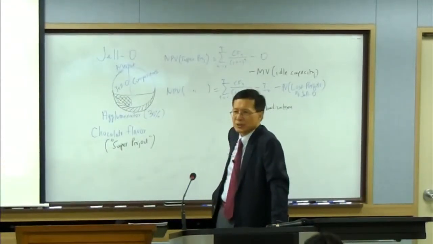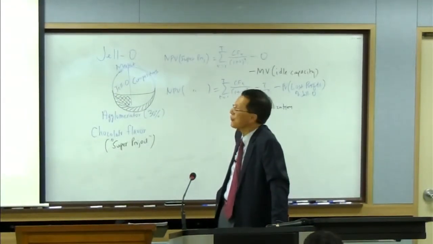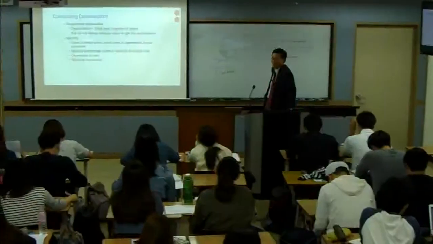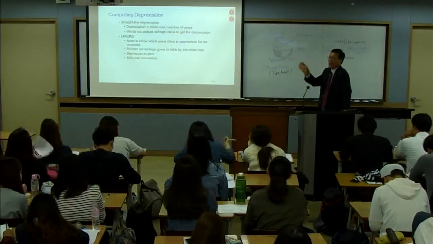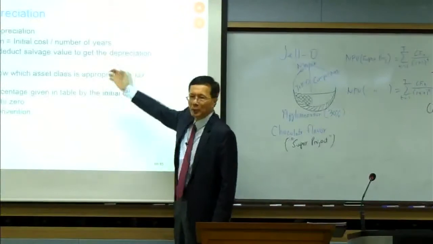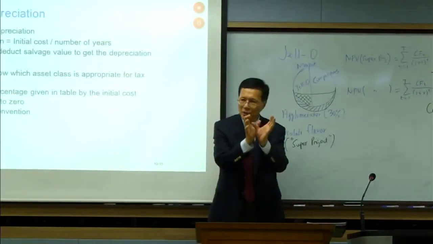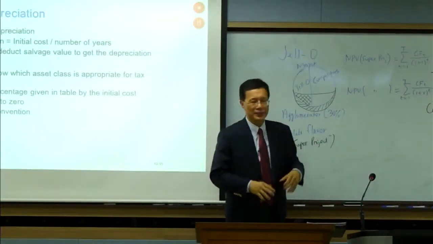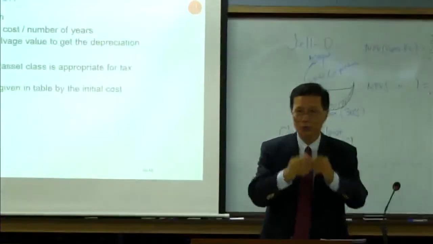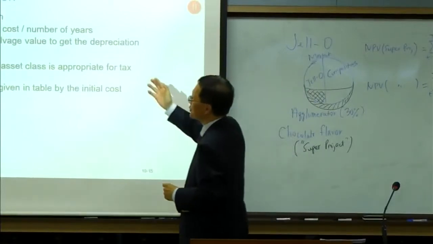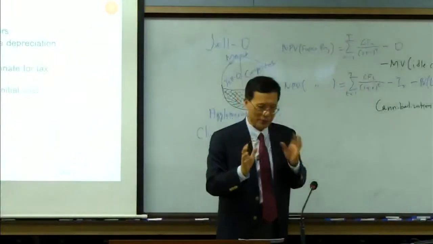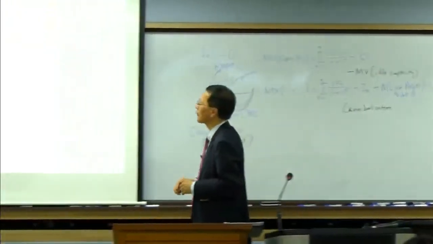Essentially, there are two types of depreciation methods. One is straight line depreciation. Straight line depreciation is where every year you depreciate an equal amount. So the initial cost divided by the number of years is the amount of depreciation for each year. If it is a 10-year lifetime, then divide the initial cost by 10, and that will give you depreciation. We do not deduct salvage value to get the depreciation. I'll explain that using an example again.